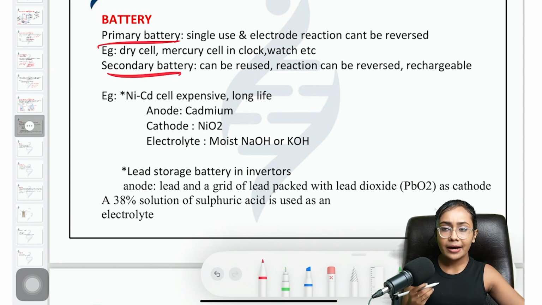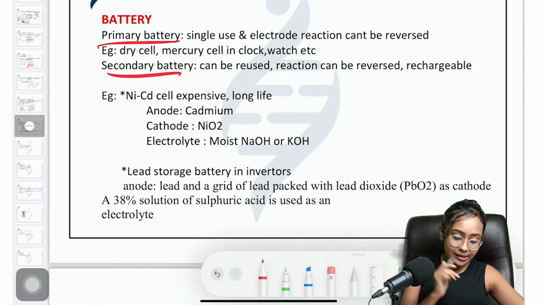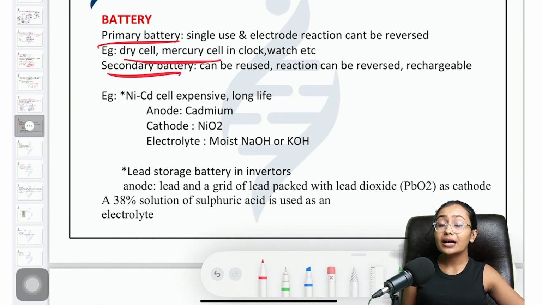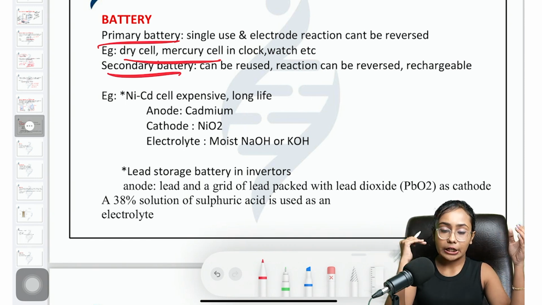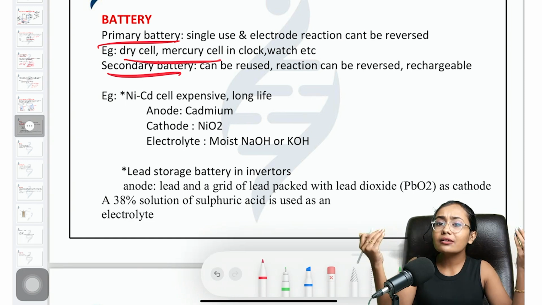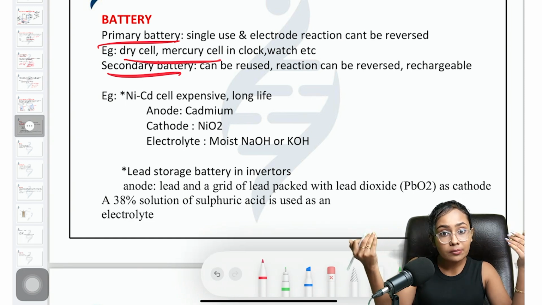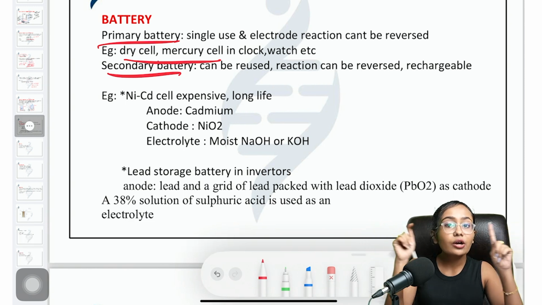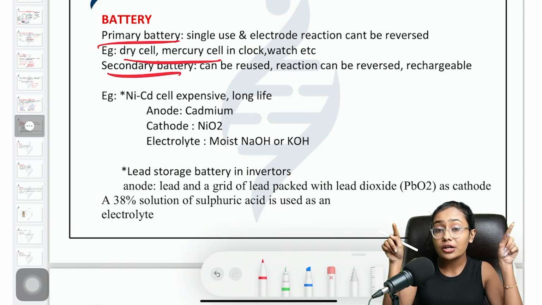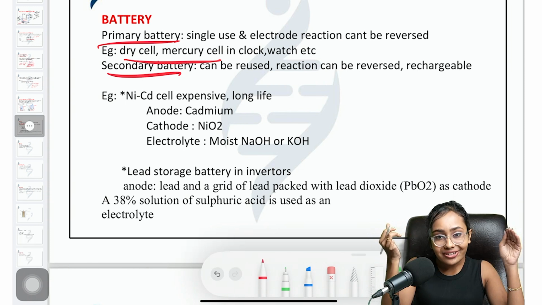and secondary battery. Primary battery is just that we can't recharge it, we can't reuse it because the reaction can't be reversed. Okay, as we can't reverse a reaction, we can't reuse it, we can't recharge it. So primary battery examples are dry cell, mercury cell, which are used in clock, watch, etc. So secondary battery is just the opposite of primary battery, because in secondary battery we can reverse the reaction, so we can recharge it, so we can reuse it. Okay, it's rechargeable, reusable, we can reverse the reaction.